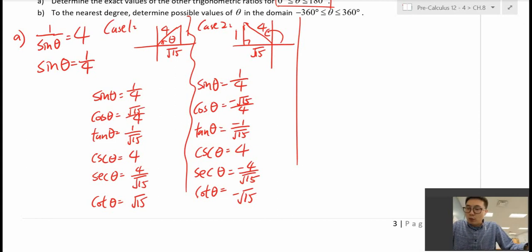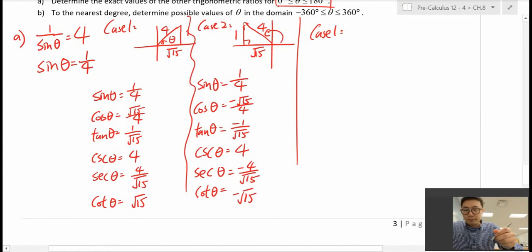Part B says, to the nearest degree, determine the possible values of theta in the domain from negative 360 to positive 360. So again, this breaks into two different cases. Case 1. If it was in the first quadrant, then we can simply take the sine ratio. Sine theta is equal to a quarter. You can put this into calculator.